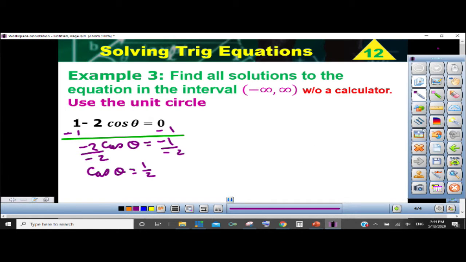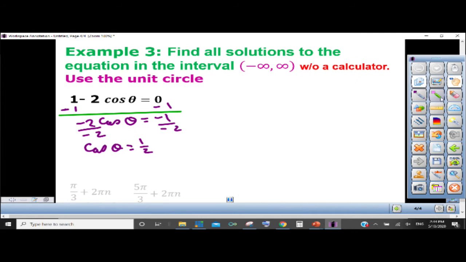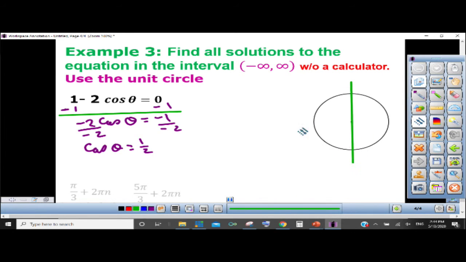Cosine theta is 1/2. Oh my gosh. Let me go back to my unit circle because that's really becoming exciting now. Cosine theta is 1/2. Come on, I know that. I know how to get that. Here we go. Cosine is 1/2. Okay.